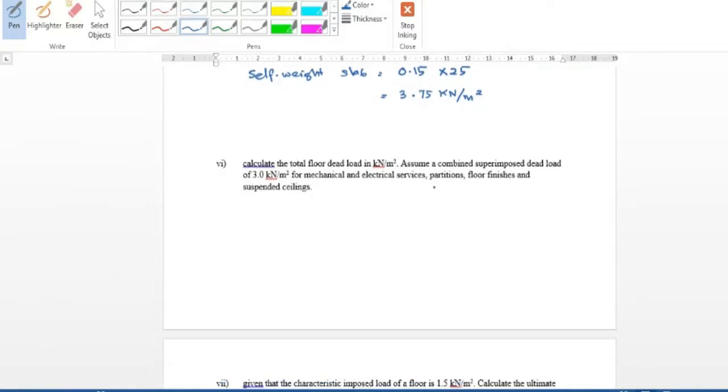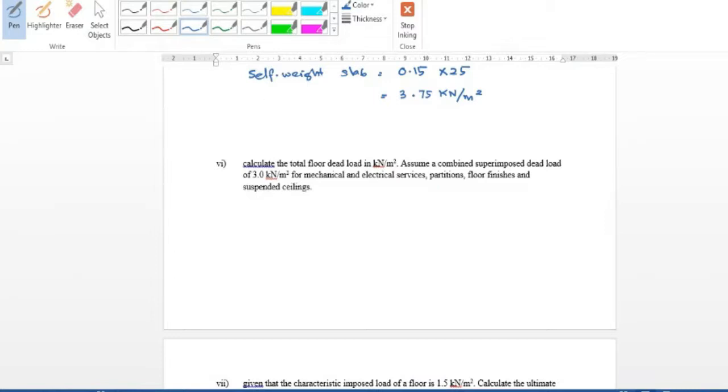Next we go to question number 6. Calculate the total floor dead load in kilonewton per meter square. Assume combined superimposed dead load of 3 kilonewton per meter square for mechanical and electrical service, partition, floor finishes and suspended ceiling. Calculate the total floor dead load. Here, you have to know the slab.